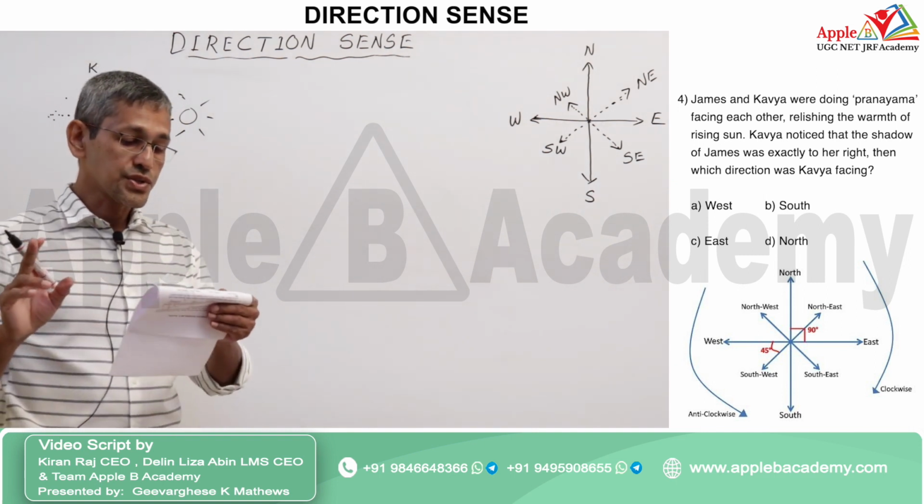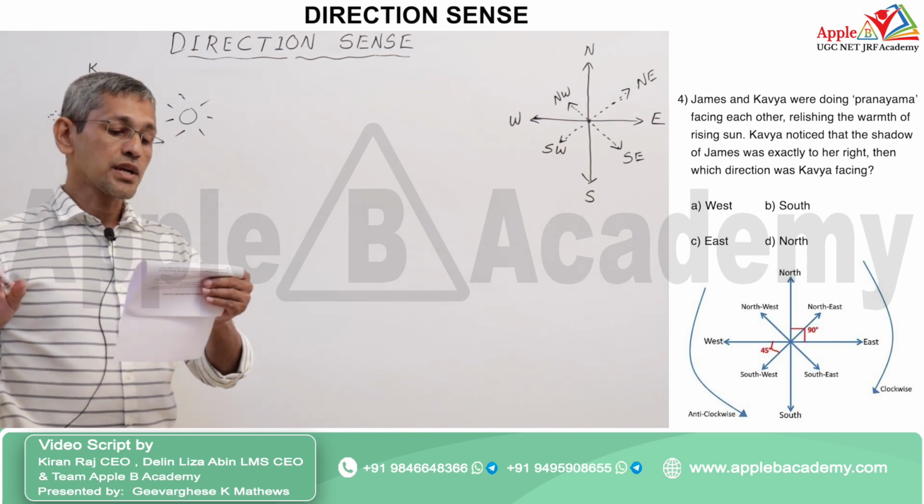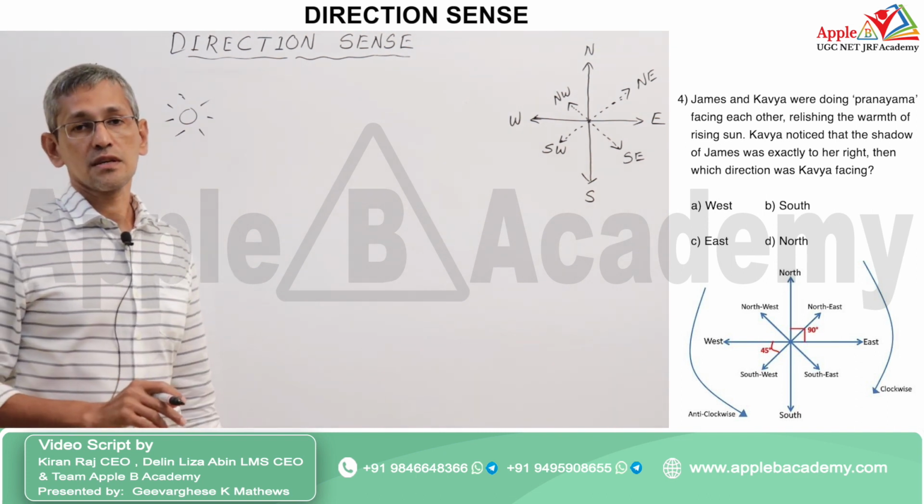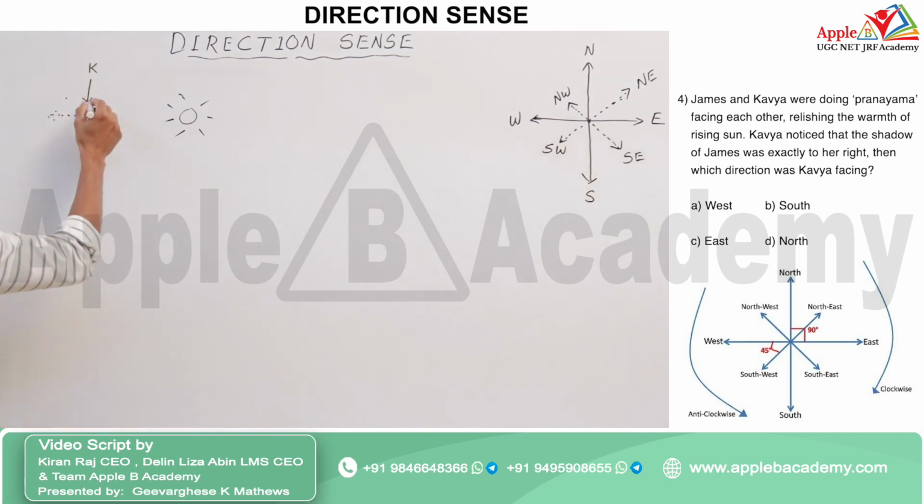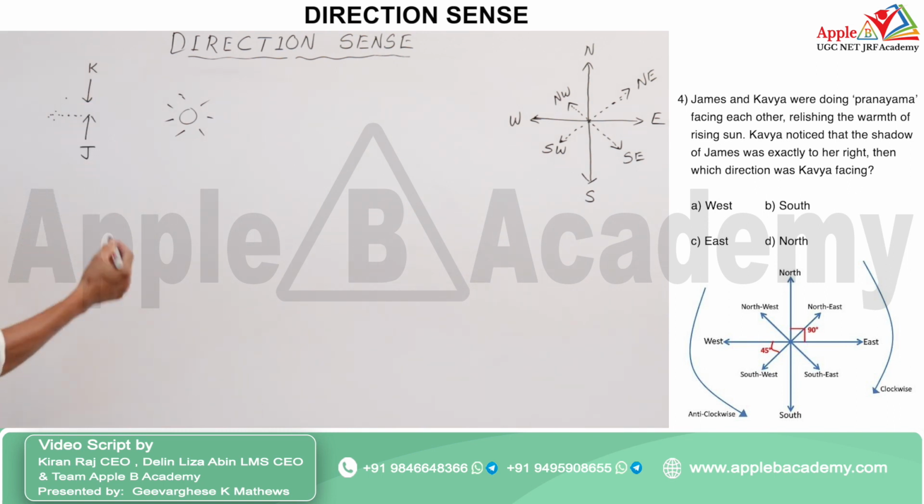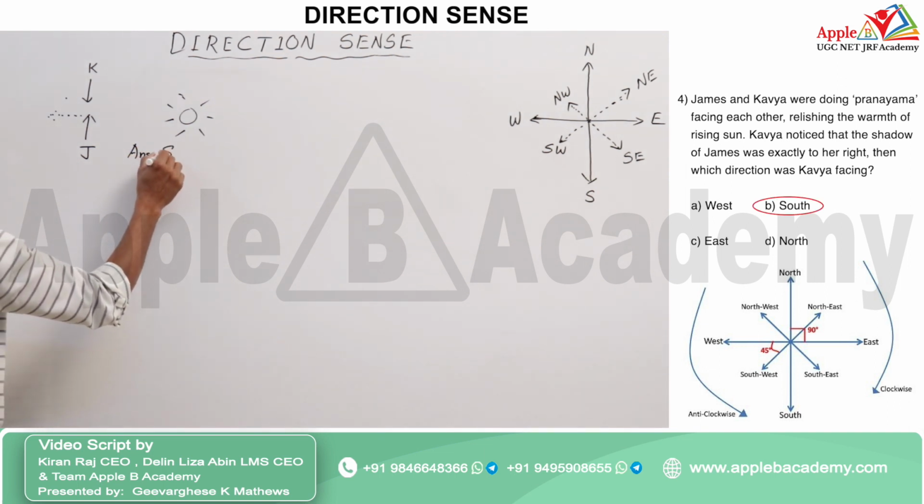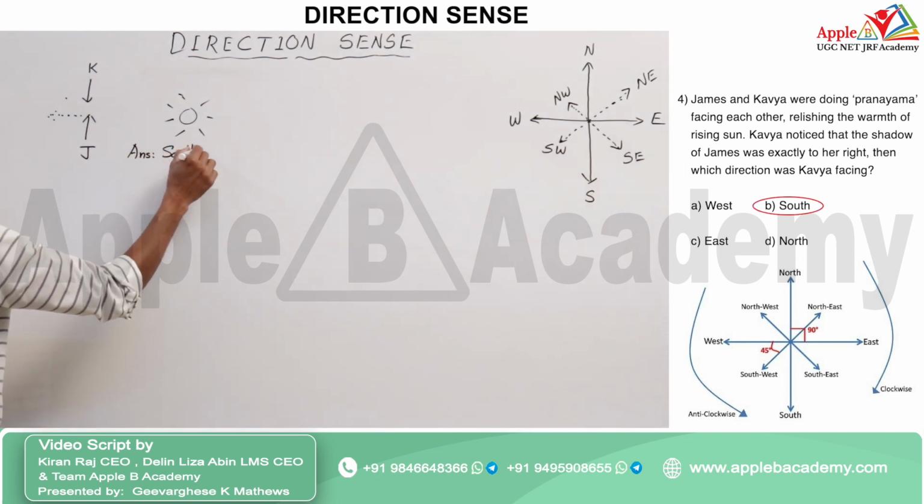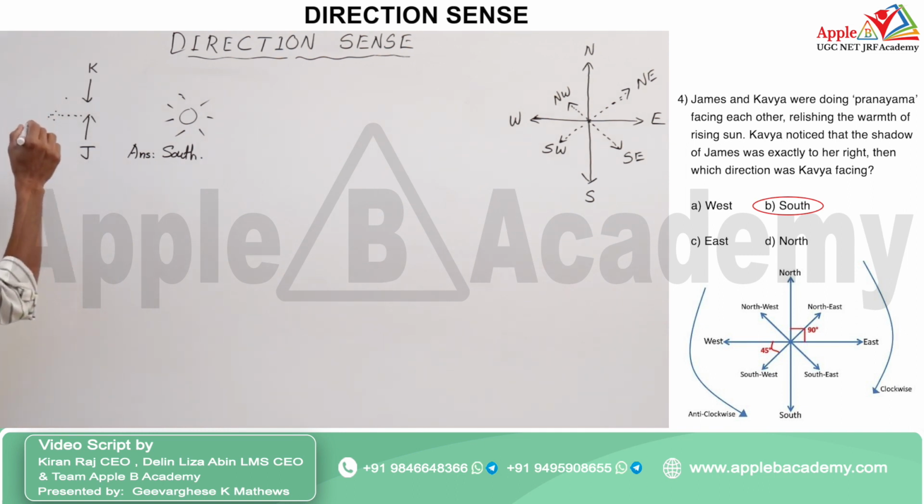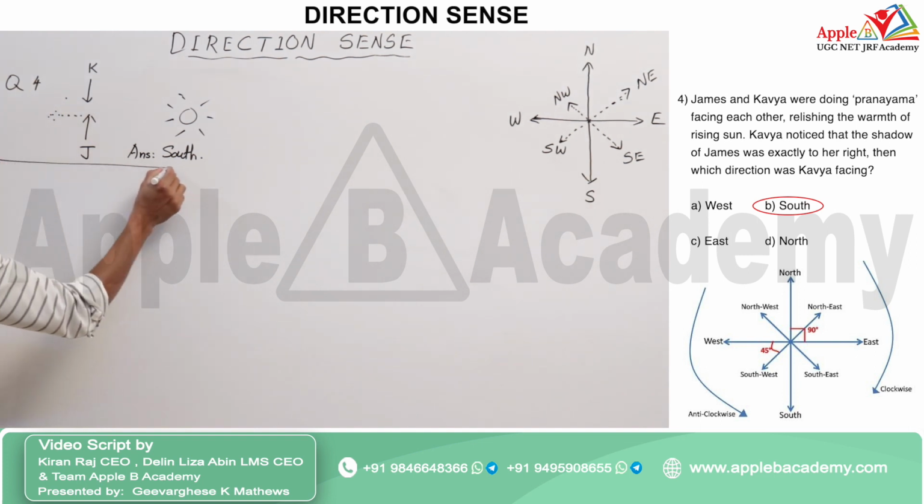So now the question: which direction was Kavya facing? Kavya is facing south, this direction. So that is south. So the answer is south. Done with question number 4. Now we'll take a look at question number 5.